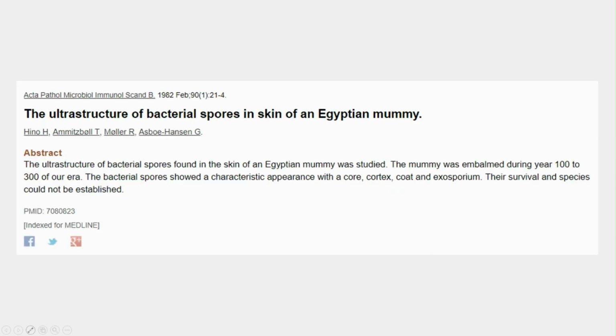Spores can hang around for a very, very long time. In this research, they analyze what is called the ultrastructure of spores, which just means the subcellular level, so what's going on inside of the cell. And what they found were intact bacterial spores in the skin of an Egyptian mummy. They showed that the bacterial spore had all of the characteristic appearances of a spore. So they still had the core, a cortex, a coat, and an exosporium, which is just the outer layer of the endospore coat.